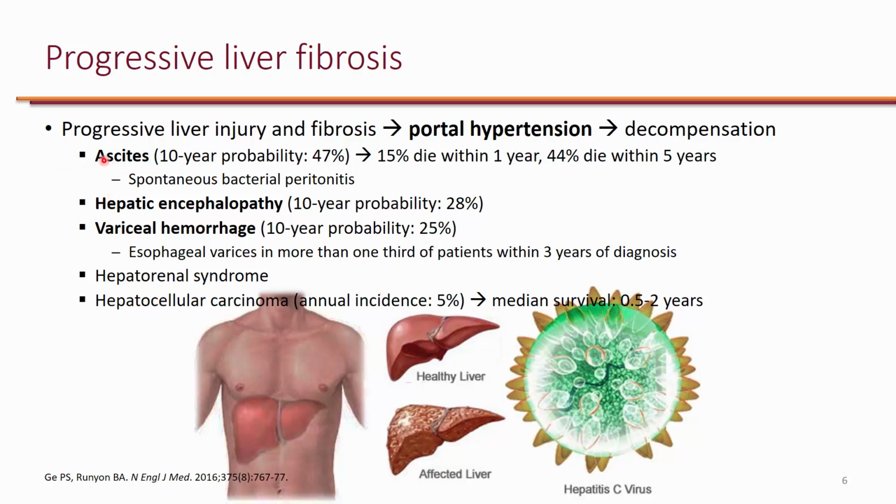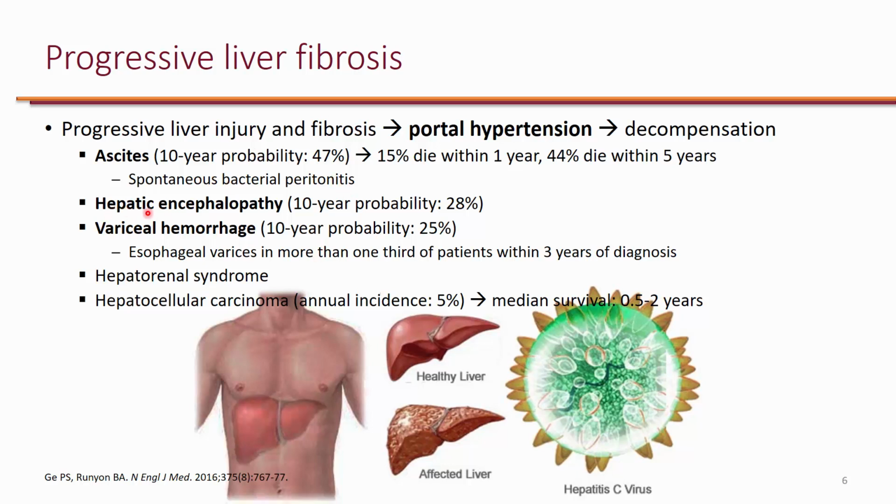One thing that's also related to ascites is something referred to as spontaneous bacterial peritonitis. So ascites is basically fluids in the peritoneal space, and these fluids can actually get infected by bacteria, which is also considered a complication of cirrhosis.